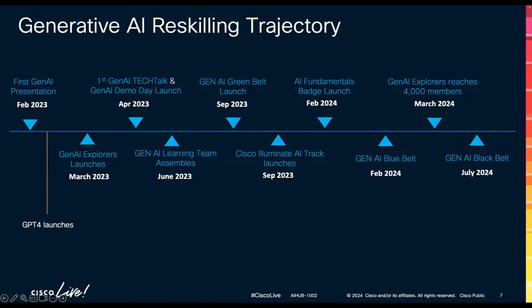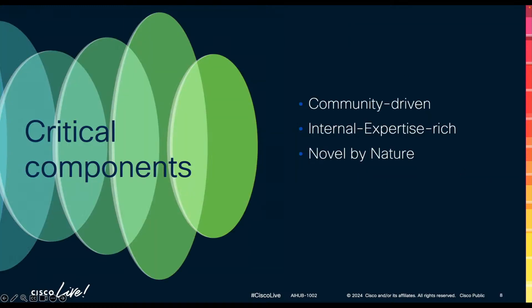The community I started just reached 4,500 people this week. It's been immensely successful, and it's a big part of how I've been able to take this and what I want to share with you about community building and the importance of it in reskilling. So that's where we're going to start, honestly. We're going to talk about what we did that was community-driven. We're going to talk about how we have an internal expertise-rich culture when it comes to Gen AI. And then we're going to talk about the novelty that Susan has applied to these models.